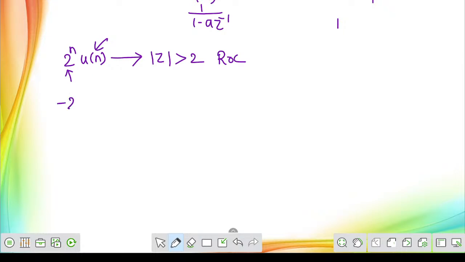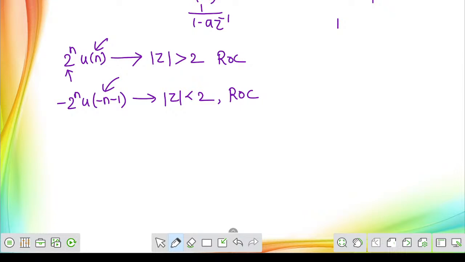Suppose it is given minus 2 power n into u of minus n minus 1. They will define only in this way. Trust me. So the region of convergence will become simply mod z less than 2. See, it is a left-sided sequence. So the region of convergence, the mod z value, will become less than 2. That is ROC.